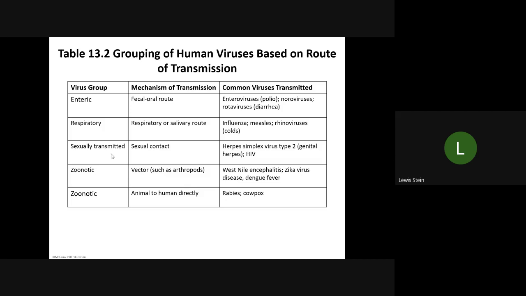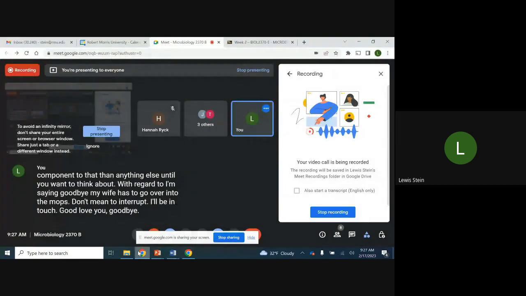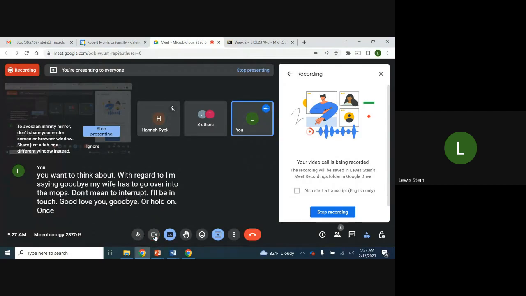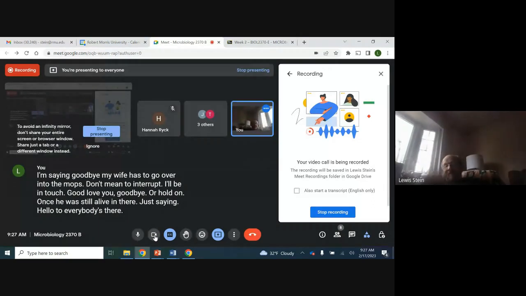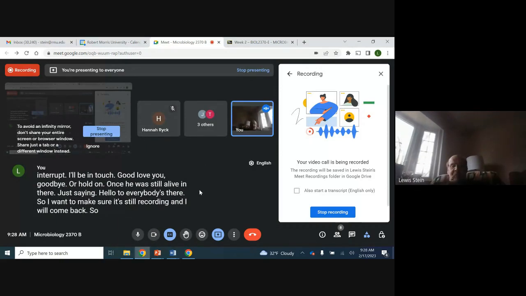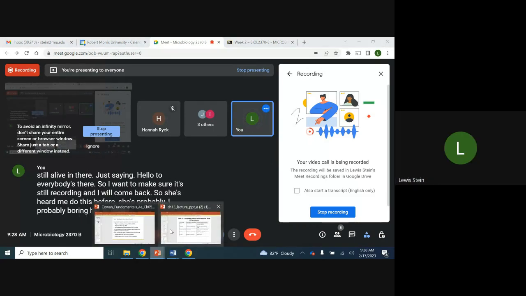And if you even want to think about it with regard to, I'm saying goodbye to my wife. She has to go run to her mom's. Don't mean to interrupt. I'll be in touch. Go ahead. Love you. Goodbye. Hold on. I want to see if you're still alive in there. Just saying hello to whoever's there. I want to make sure it's still recording, and I will come back. She's heard me do this before. I'm probably boring her to death. Off we go. Back again.